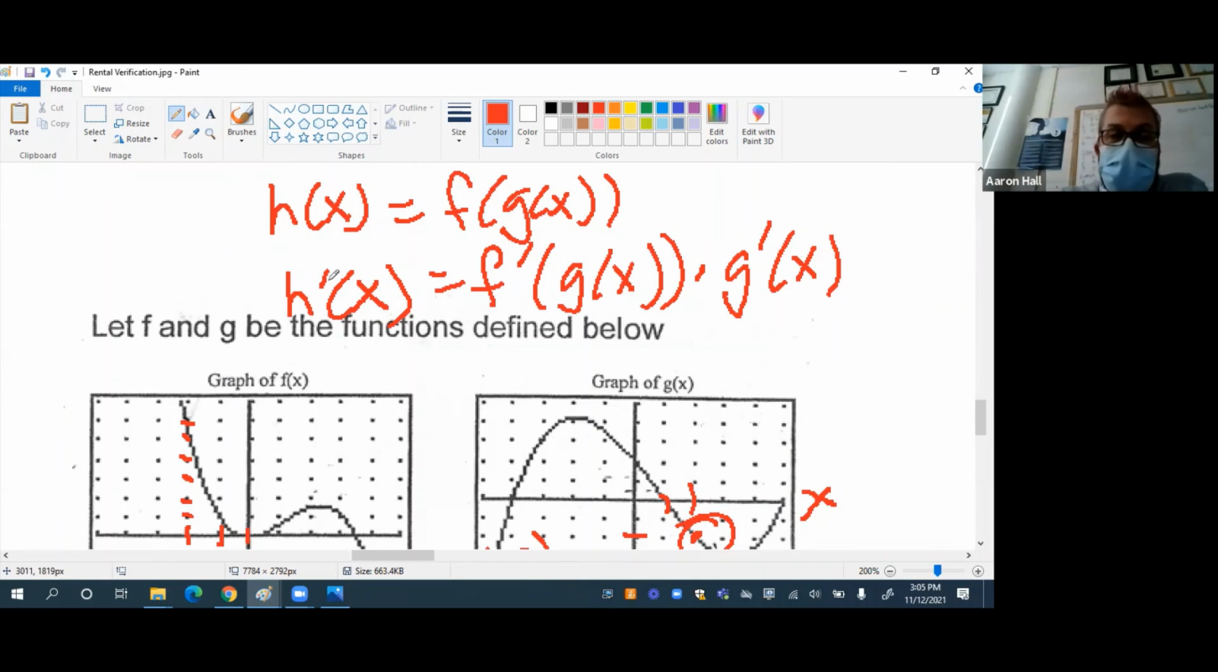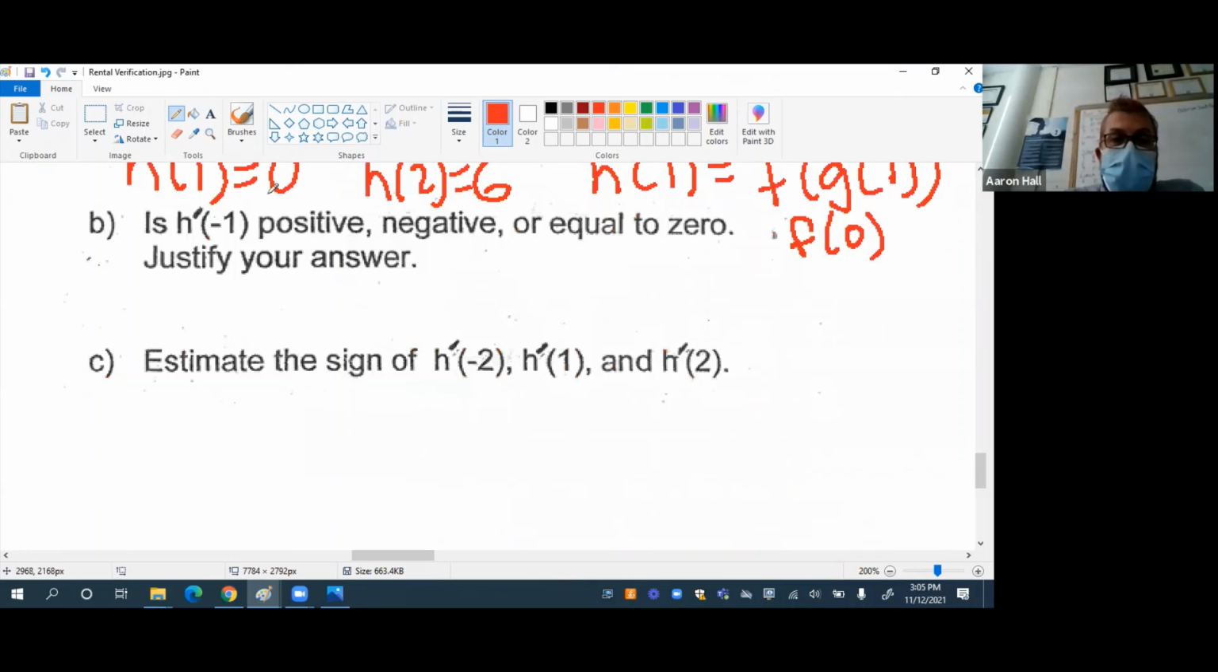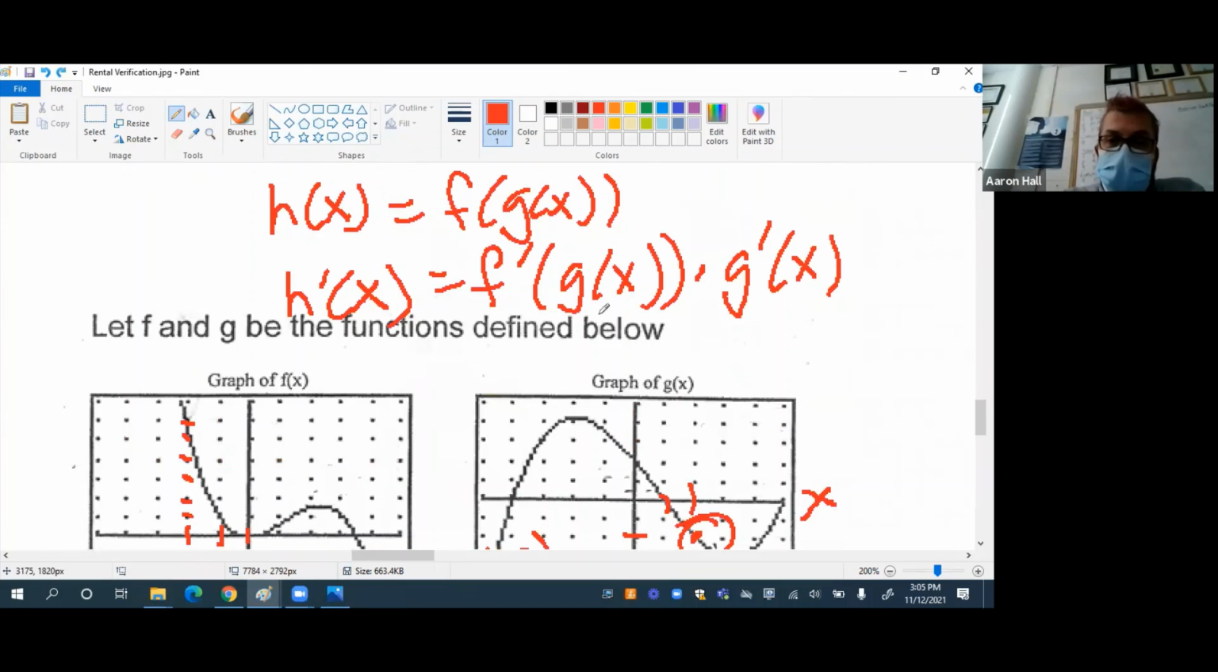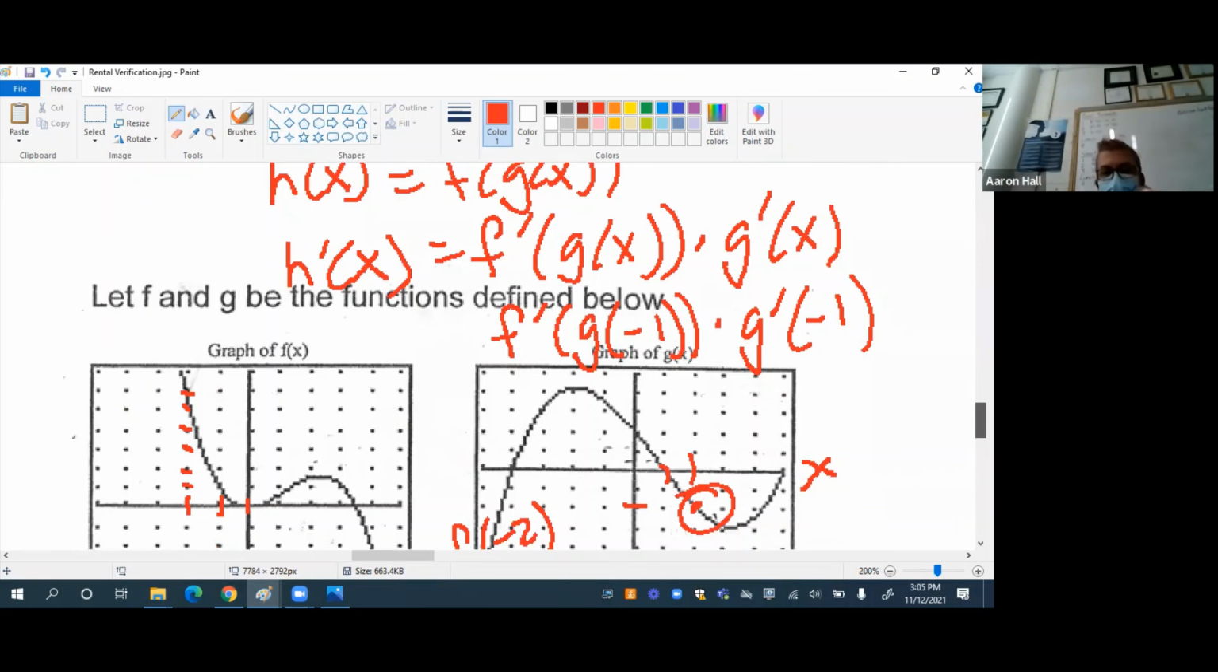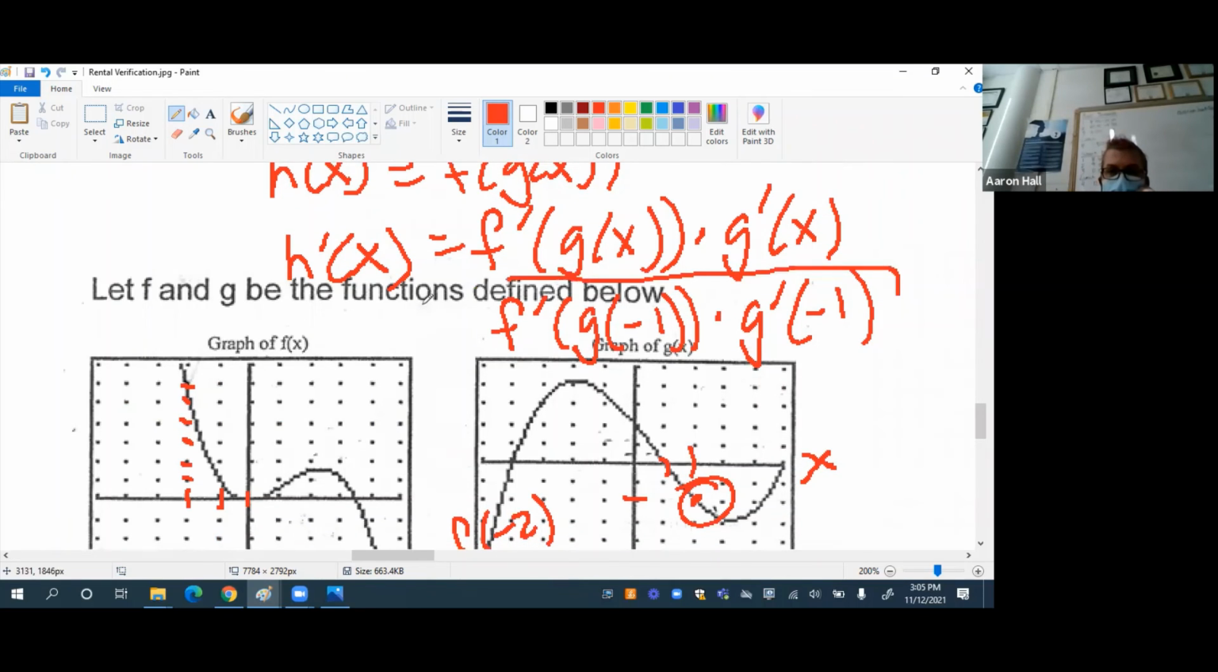And since I want to find the derivative when x is negative 1, and it just wants me to know whether it's positive, negative, or 0, I'm going to use this and just plug in negative 1. So I have f prime of g of negative 1 times g prime of negative 1. How in the world would I do that?